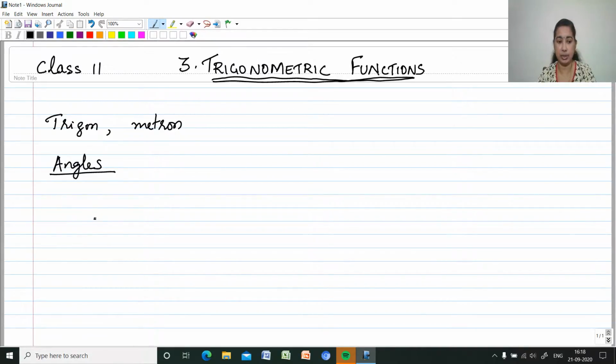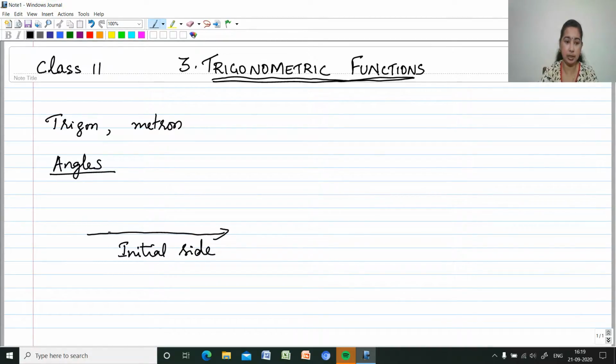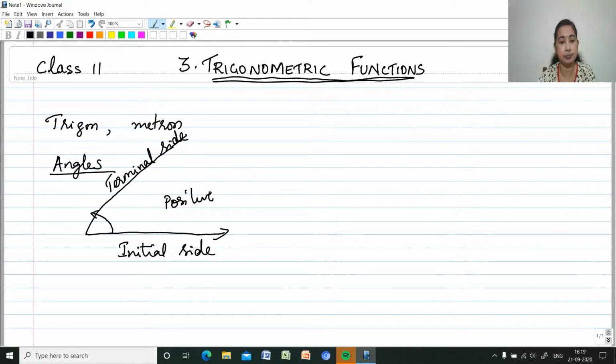So what is a positive angle? So this is the initial side. From the initial side, if it is moving in the anti-clockwise direction, that is, in this way, and that side reaches a terminal side, this is the terminal side, then we call it a positive angle.